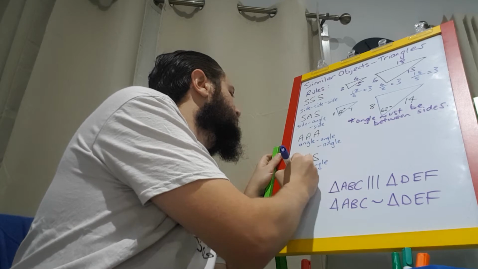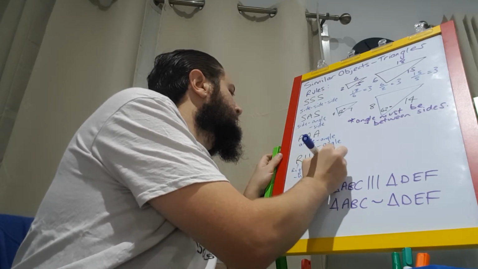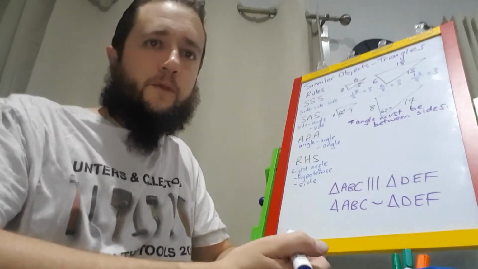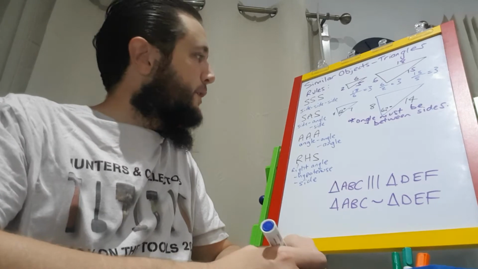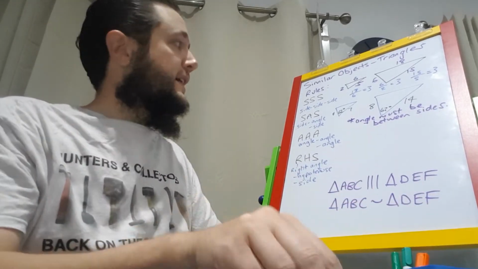A right angle triangle where you have the hypotenuse and another side. So RHS stands for right angle, hypotenuse, side. If you have two triangles that have them in common, then they are similar.